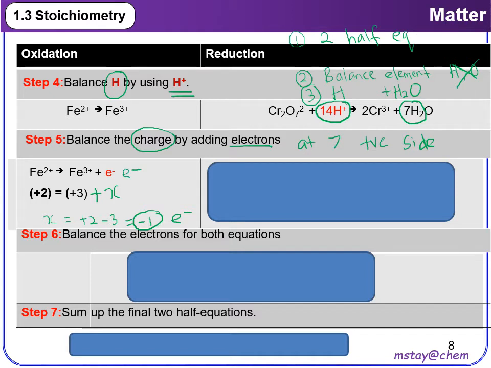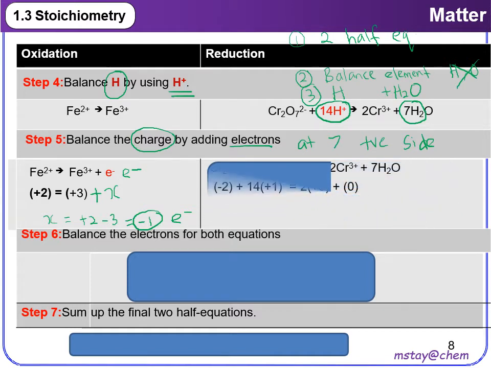Okay, for the other half equation, for the chromate ion to chromium ion, we have 2 negative, so negative 2. Positive multiplied by 14, so here. 3 plus multiplied by 2, so is this one. 7 multiplied by 0 is this one. So now we total up the numbers here: positive 12 equal to positive 6.